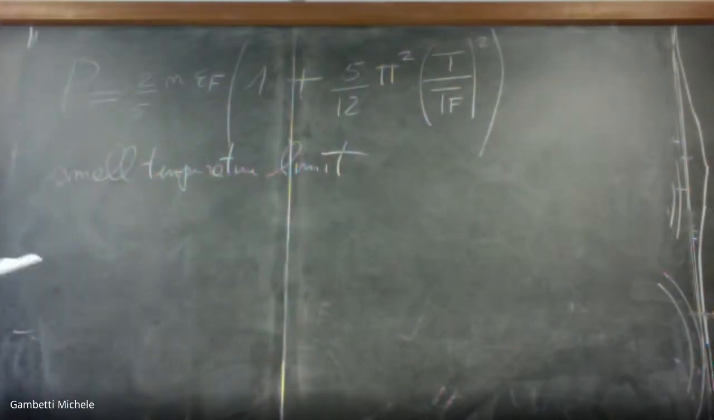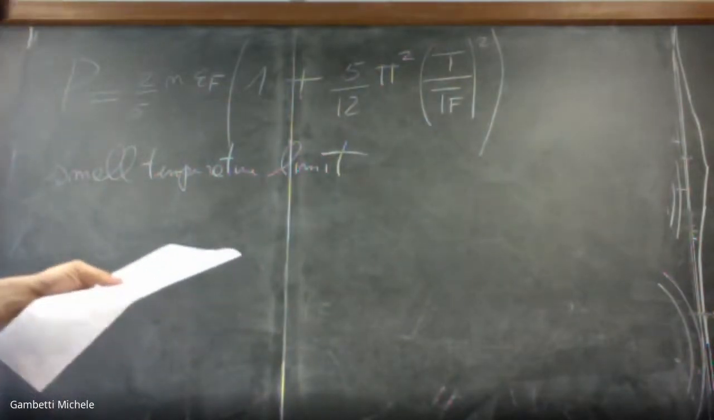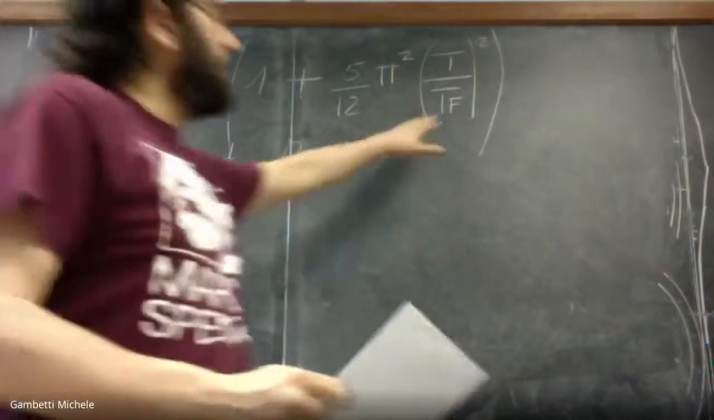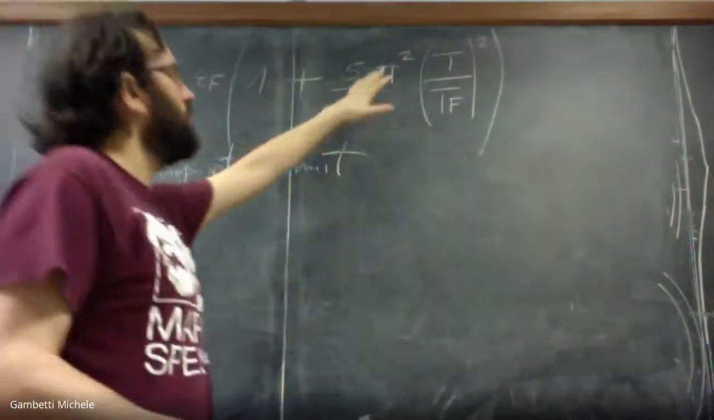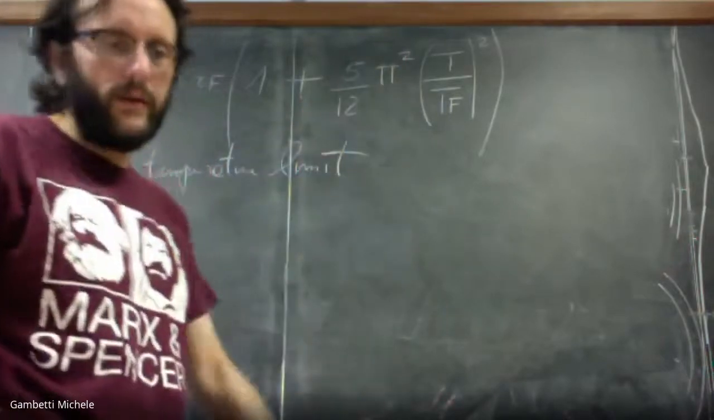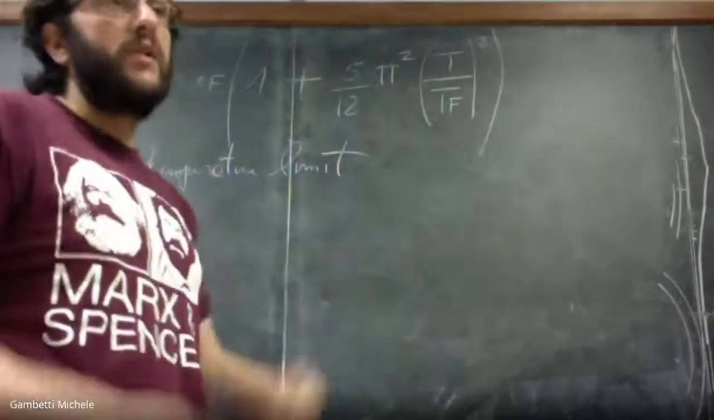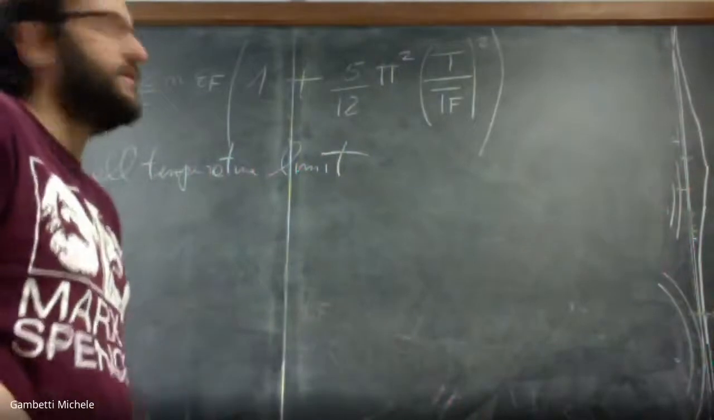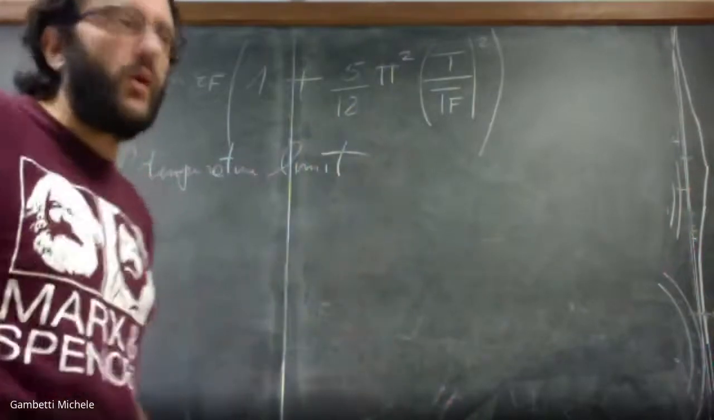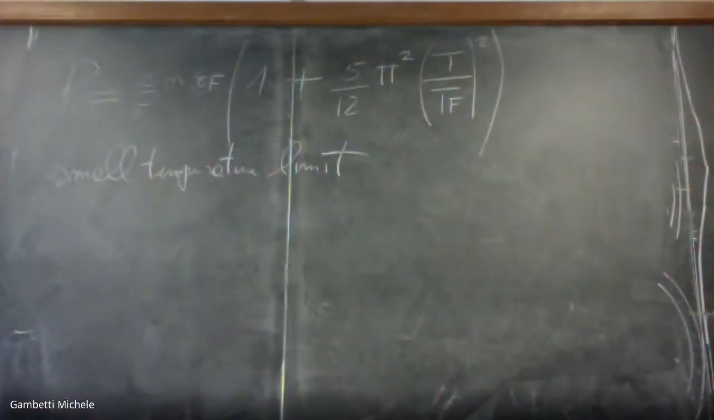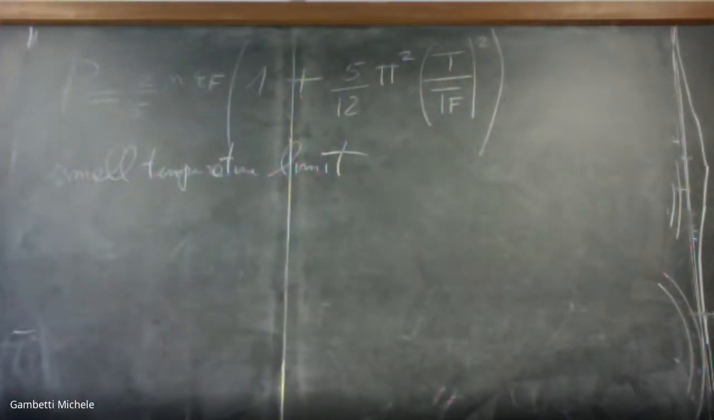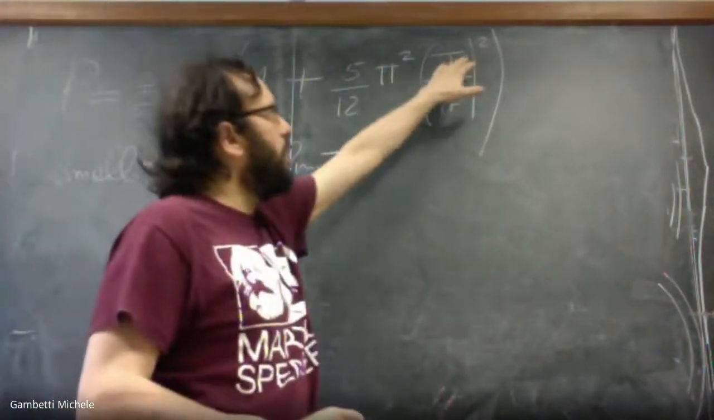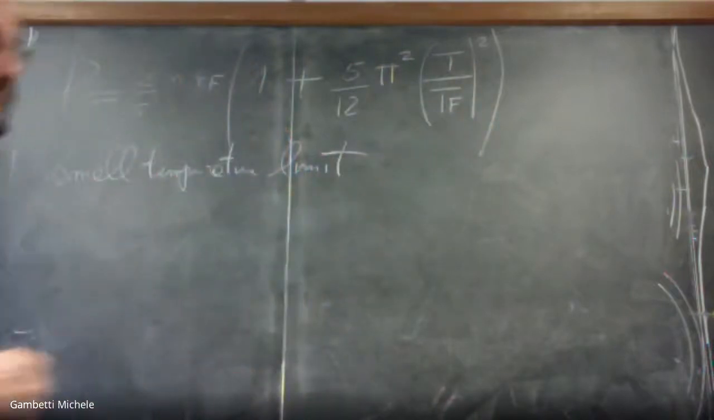So what is important to remember is that you have a quadratic correction. Okay? It's not important that you remember this coefficient or that you rederive it by yourself in the exam, because it's long and boring, it's just algebra. It's important to remember that this is a quadratic correction, which is written in terms of power of T/TF squared. Okay.